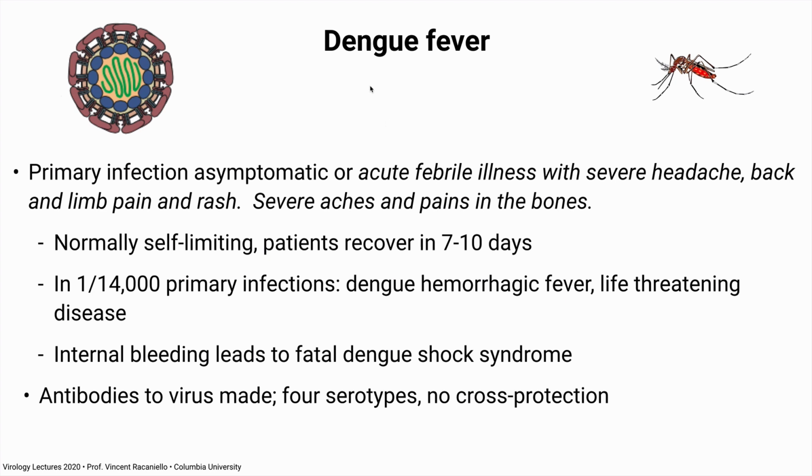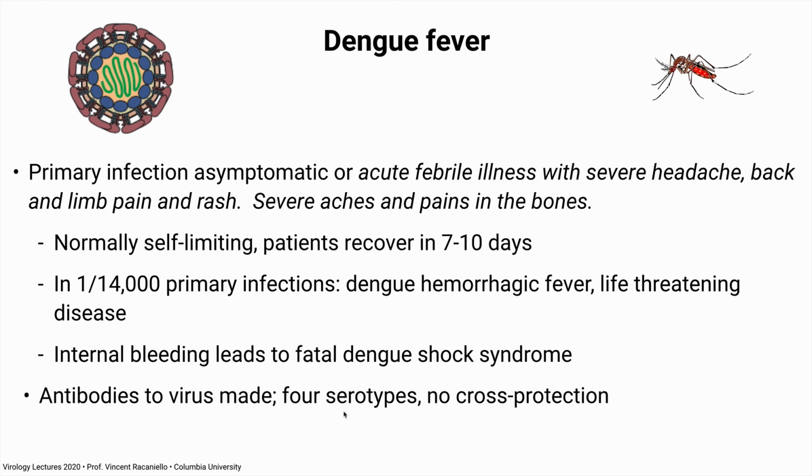The virus infection causes a disease called dengue fever. It's an acute febrile illness with severe headache, back and limb pain, and rash. The severe aches and pains in the bones lead to it being called breakbone fever. This is typically a self-limiting infection. You recover in a week or so, but in 1 in 14,000 of these infections, you get dengue hemorrhagic fever, which is a life-threatening disease where internal bleeding can lead to a fatal shock syndrome.